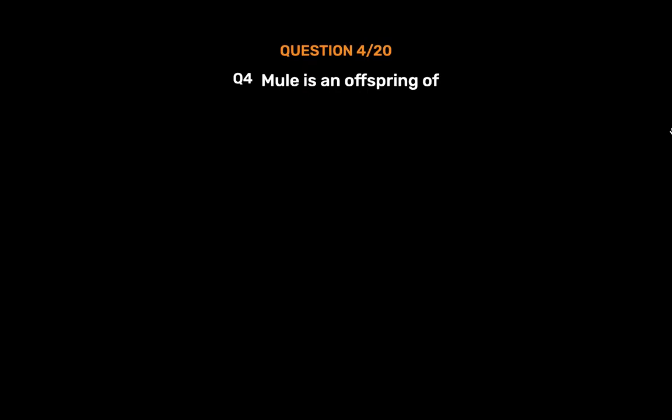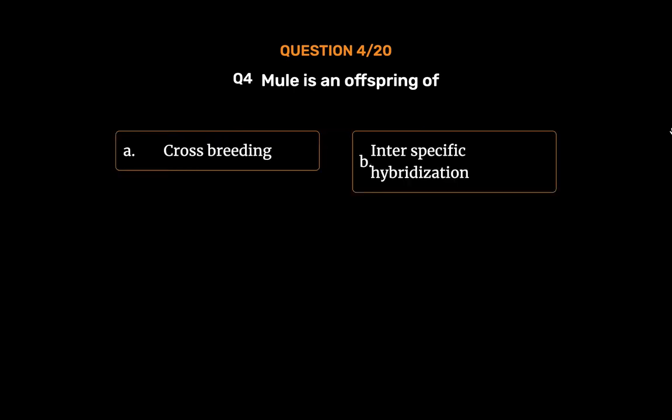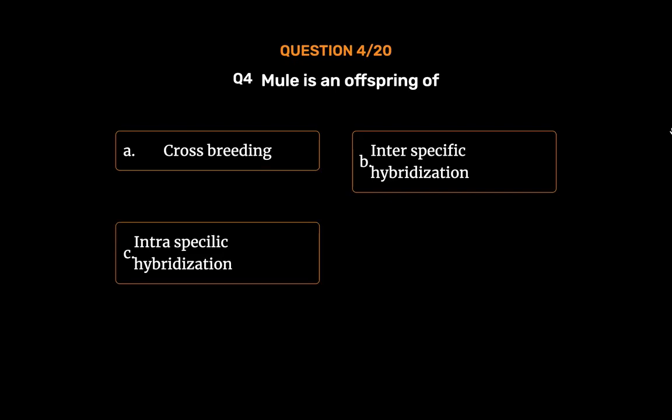Question number 4. Mule is an offspring of Option A. Crossbreeding. Option B. Interspecific hybridization. Option C. Intraspecific hybridization. Option D. None of these. The correct answer is Option B.